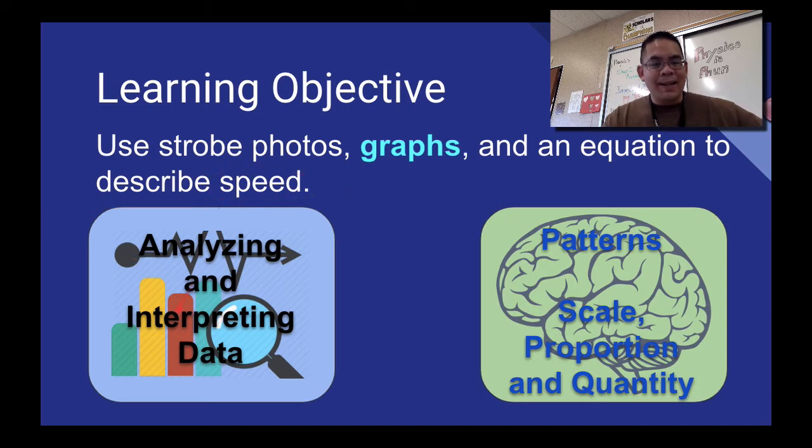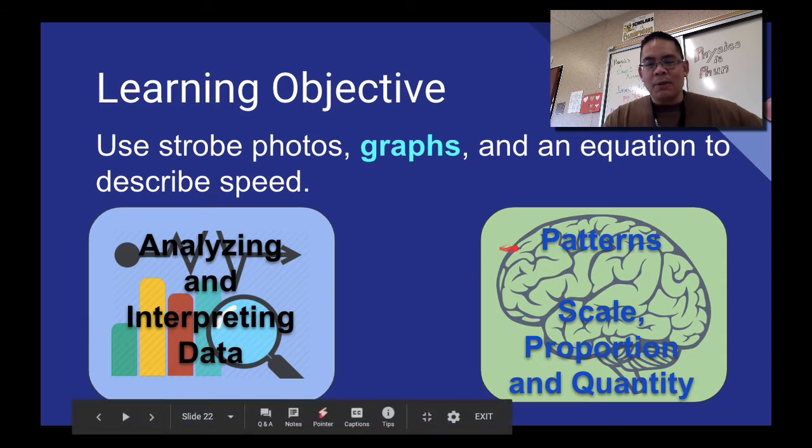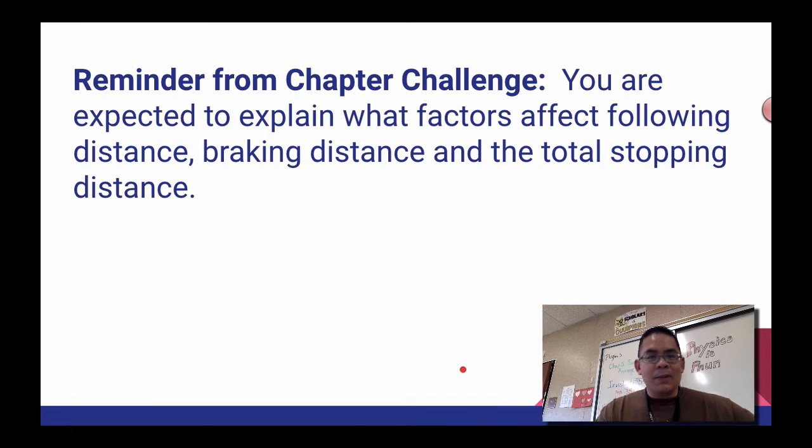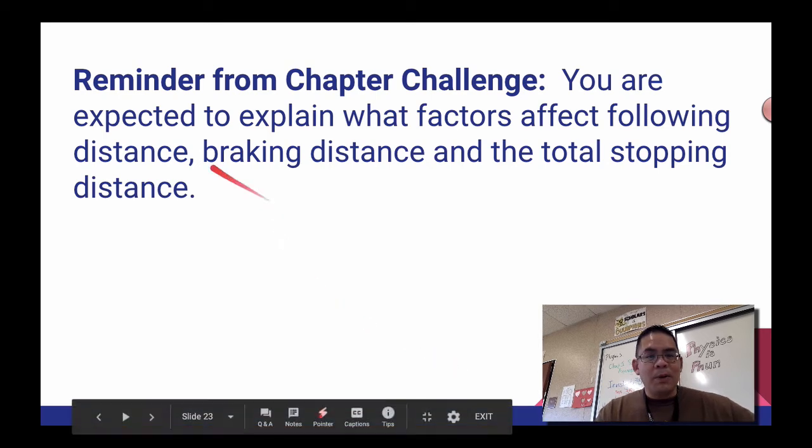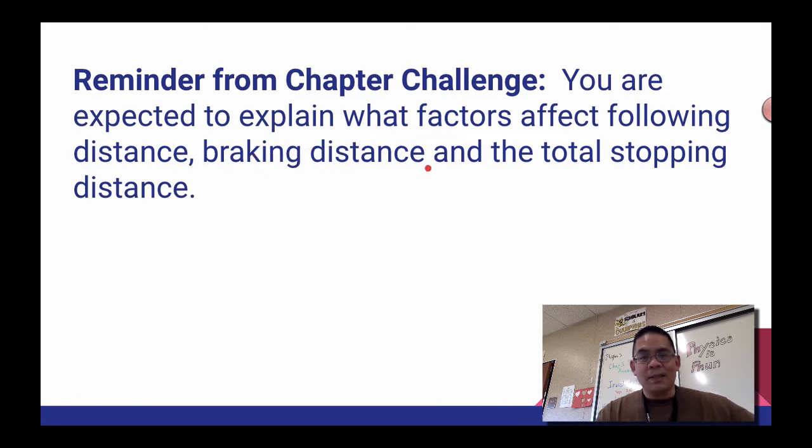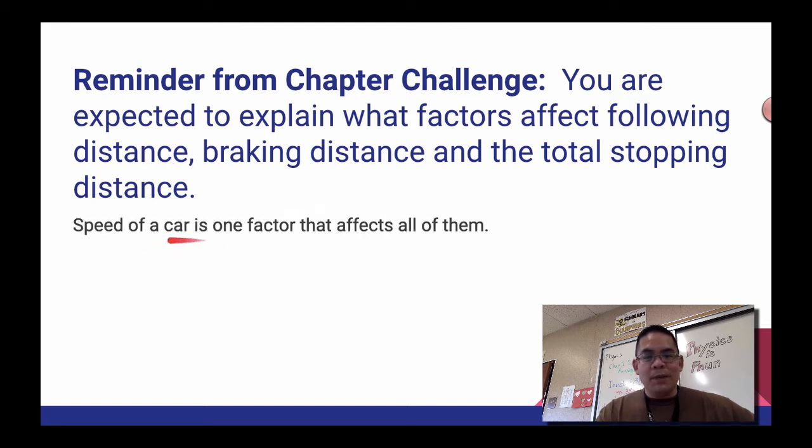So that means you're going to be analyzing and interpreting data. You're going to be looking for patterns. You're looking for scale, proportion, and quantity. And as a reminder from the chapter challenge, you are expected to explain what factors affect following distance, braking distance, and the total stopping distance. And of course, the big factor that affects that is speed. Speed of a car affects all of them. And so the question then is, how do we see speed in graphs?